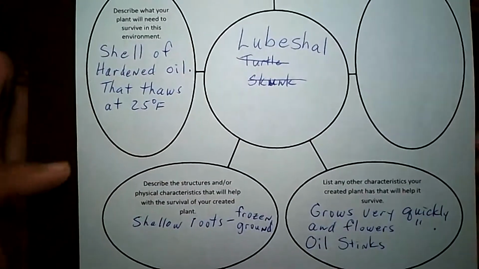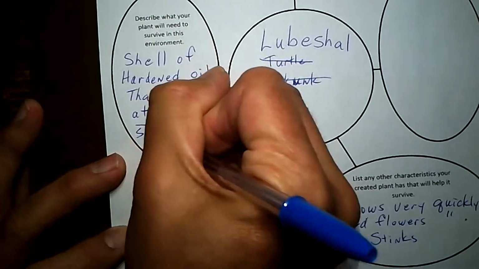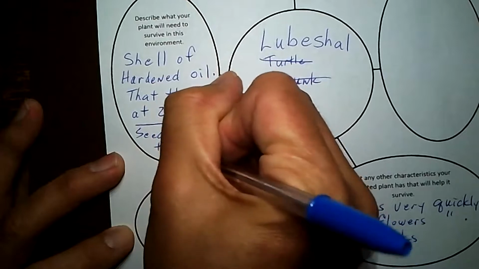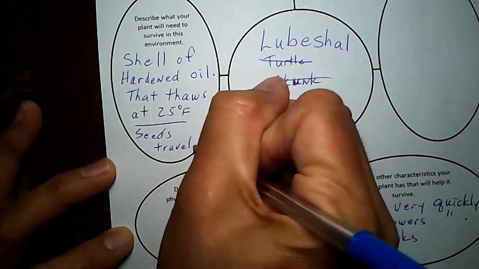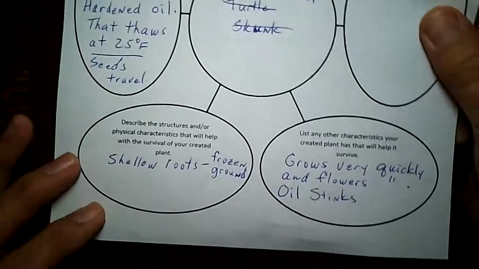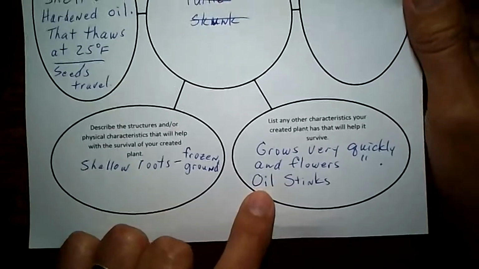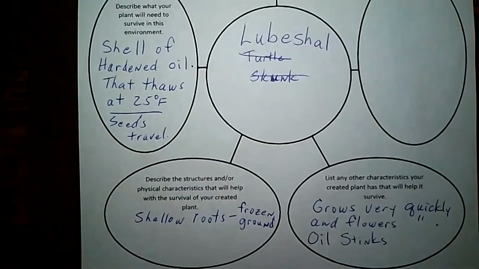It helps the seeds travel. It may not be very far, but they travel. If the oil starts running, kind of, and it has shallow roots, it grows very quickly. Now I've got to figure out how I'm going to draw this, and I haven't done that yet. So you might have to make up something of your own, okay?